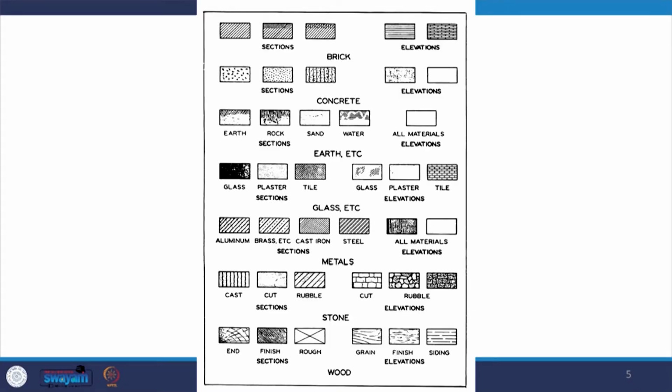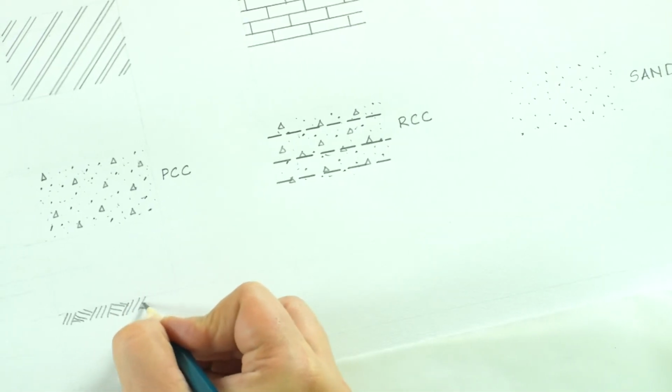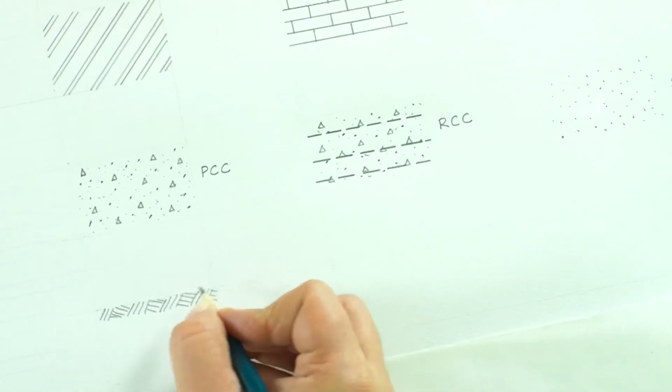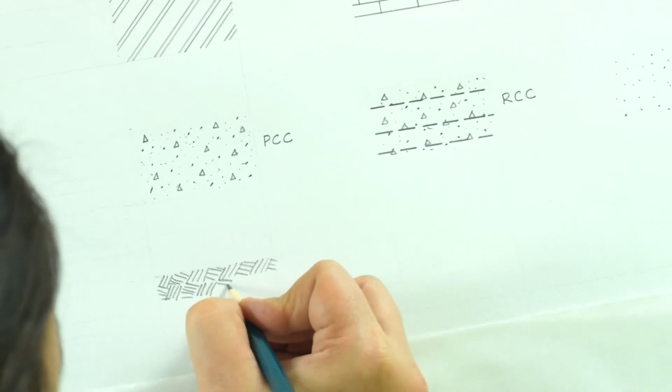Now, if we have earth, earth can be used in multiple ways. There could be rammed earth fill, there could be just plain earth loosely filled. Most commonly when you are doing flooring, you will be using the rammed earth. The rammed earth is represented by a hatch which is drawn like this. So, you have a hatch pattern which goes in different directions.